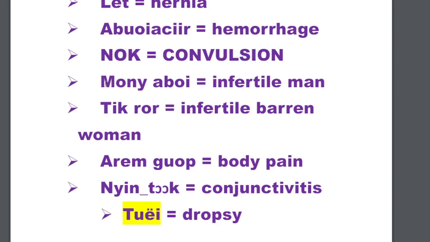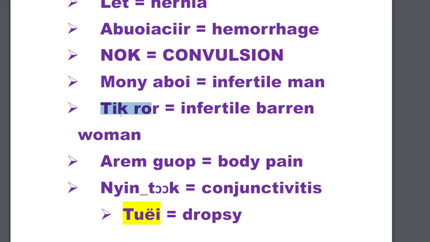Okay, guys. Mun aboy. Infertile man. You see, guys. Mun mean man. Aboy, that's infertile. Infertile man. When you hear someone saying aboy, it means that you are infertile, you can't give birth. Okay?